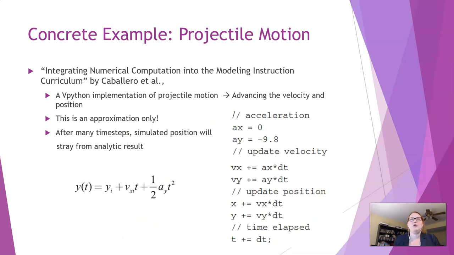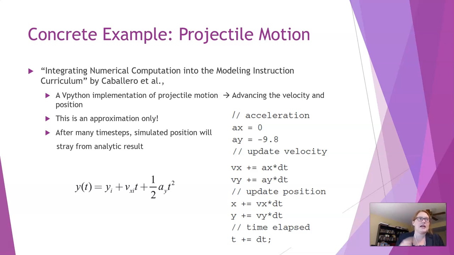Here's another concrete example. It comes from a different group. This is coming from Integrating Numerical Computation into the Modeling Instruction Curriculum by Danny Cabero and his group. This is actually a VPython implementation of projectile motion. You can see a little bit of the code that's included on the screen, and it asks the students to go through and develop the code for projectile motion, and they're going to find that this is an approximation, right? This is a perfectly legitimate way of representing projectile motion, but it's still an approximation.